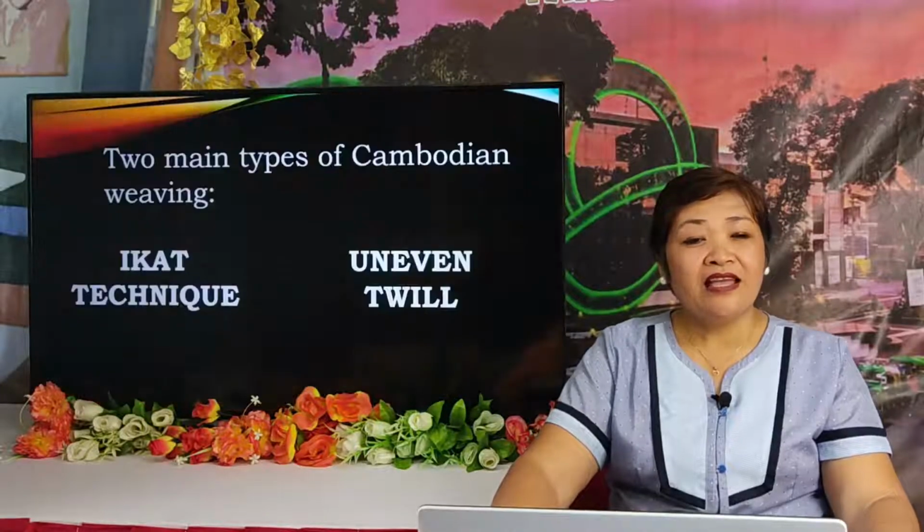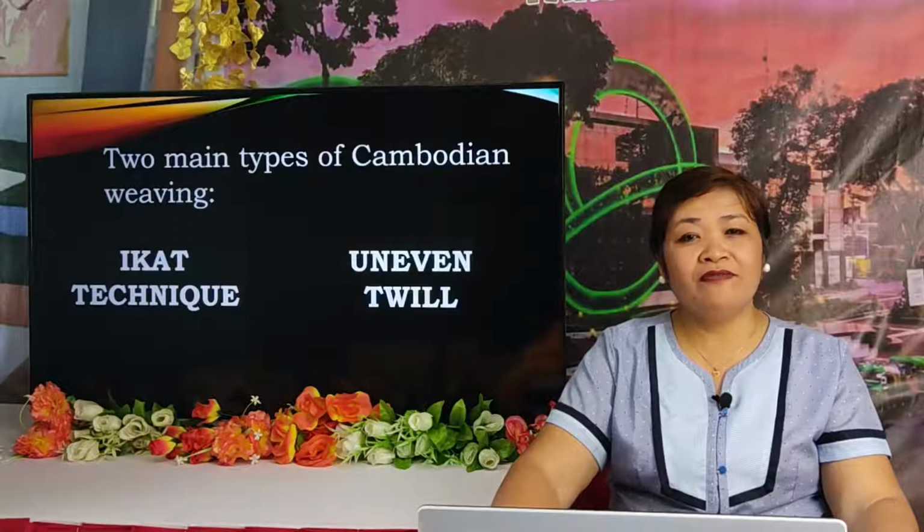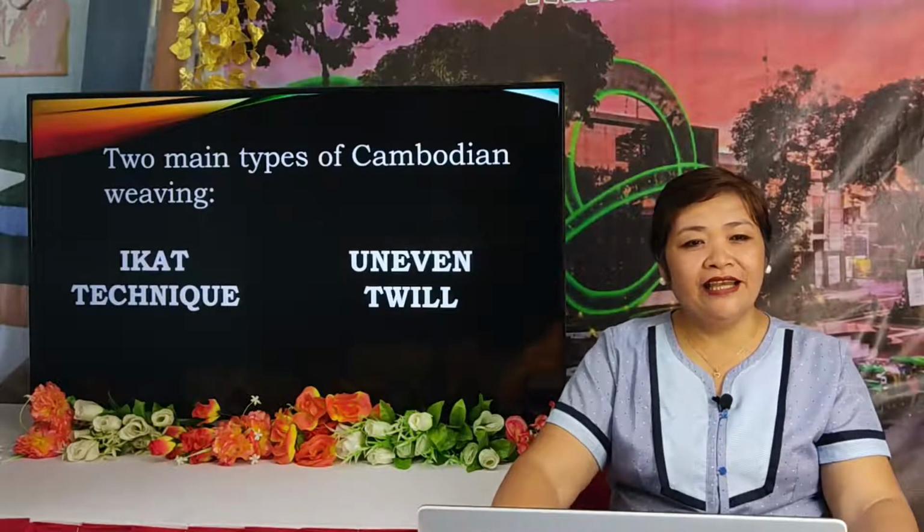Silk weaving in Cambodia dates as early as the 1st century, since textiles were used for trading. Modern textiles have traces of motifs imitating clothing details of ancient stone sculptures. There are 2 types of Cambodian weaving: the ikat technique and the uneven twill.